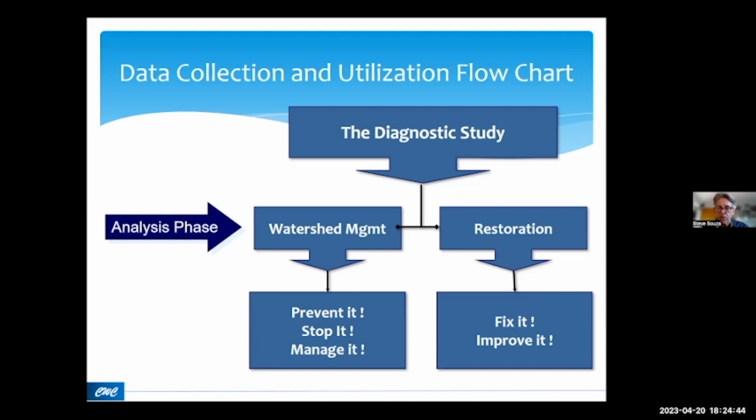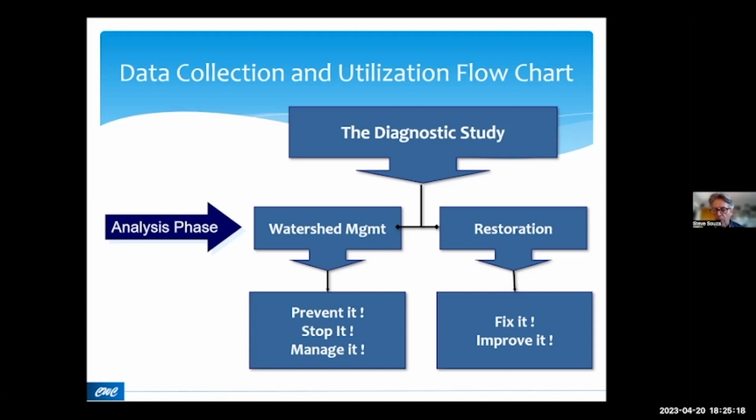Some of them may be watershed management related, and that's where we're trying to prevent the problem from occurring in the first place, stop it, manage it in some capacity. So this is what we're doing with a lot of our stormwater projects, actually intercepting pollutants and stopping those pollutants from impacting the lake. And then there's restoration activities that have been done over the years. Some of it has been dredging in some cases. We've done weed and algae control projects. And that is really trying to fix these problems that have manifested or improve the condition of the lake.